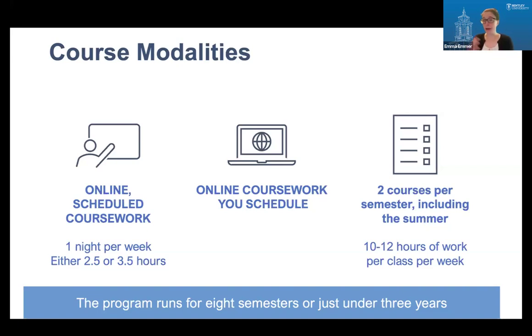Evening courses, you will know ahead of time what evening that is happening on, and the courses range from 2.5 to 3.5 hours, dependent on the course. Associated with each course, you can expect something like 10 to 12 hours of coursework. And so that gives you a sense of kind of how much across each semester you will be investing from a program related perspective on top of any other responsibilities you have. The full program runs just under 3 years.